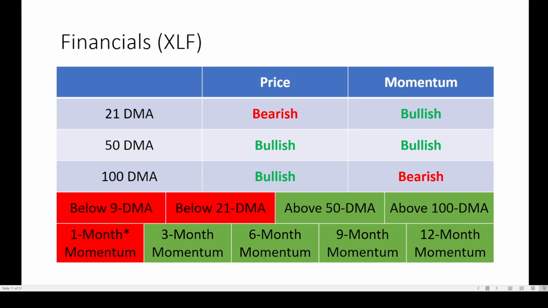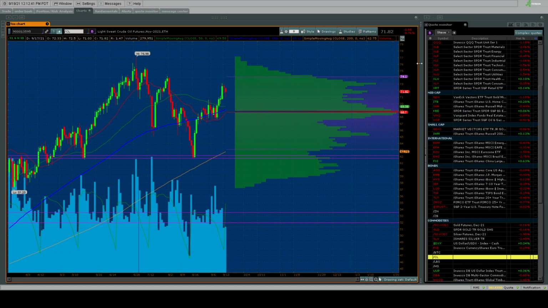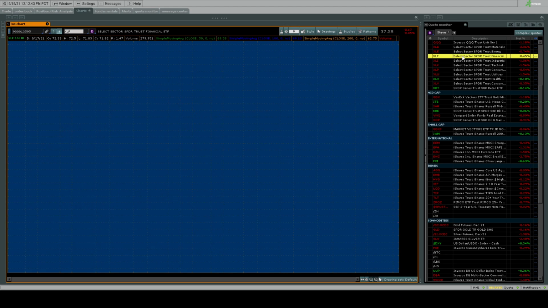All right, let's take a look at financials, which are just heavily being bought through corporate share buybacks, as the banks were freed up and allowed to take some of their profits and buy a massive amount of shares back. The only change here is 1 month momentum is now negative and falling. Let's take a look and see what's going on with financials.